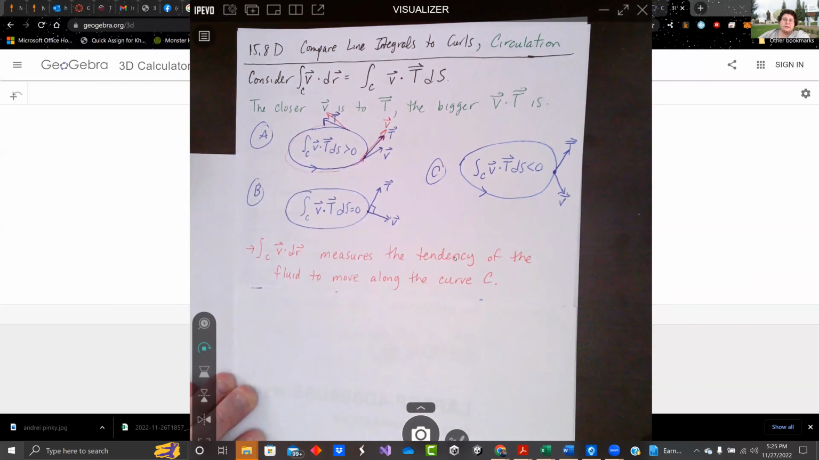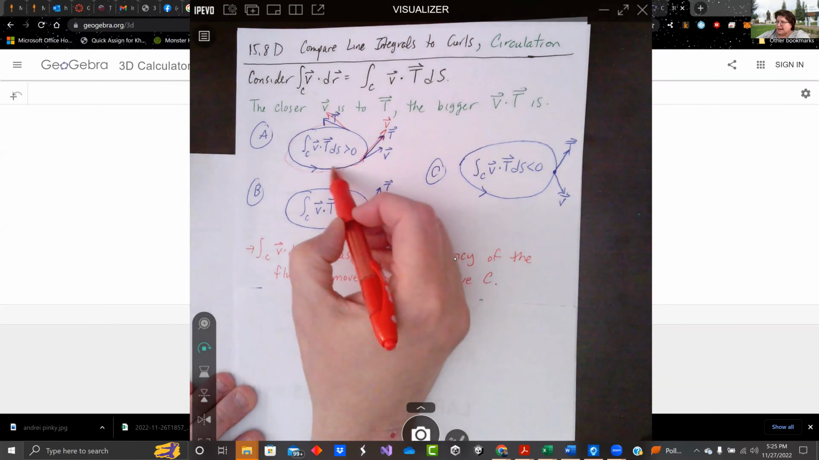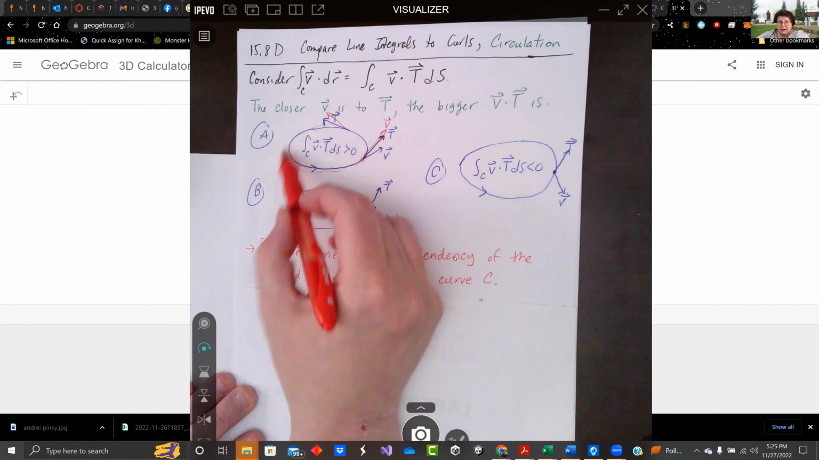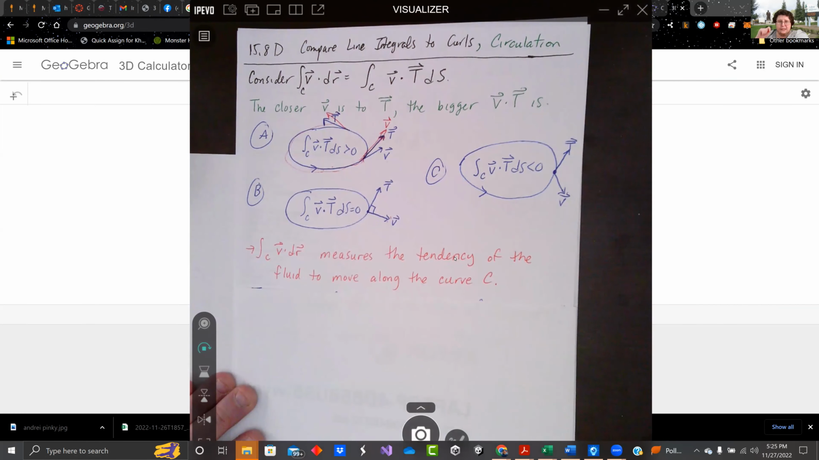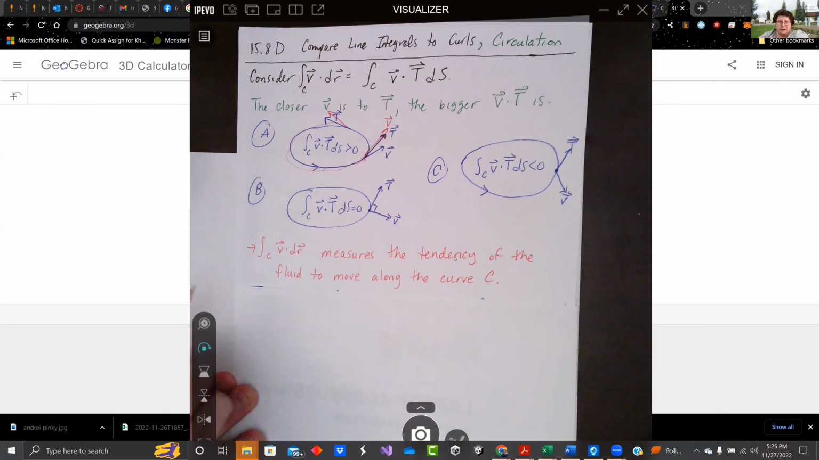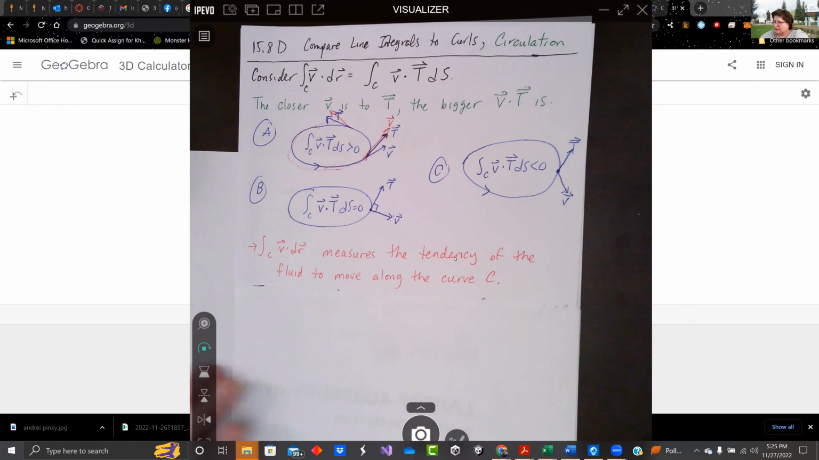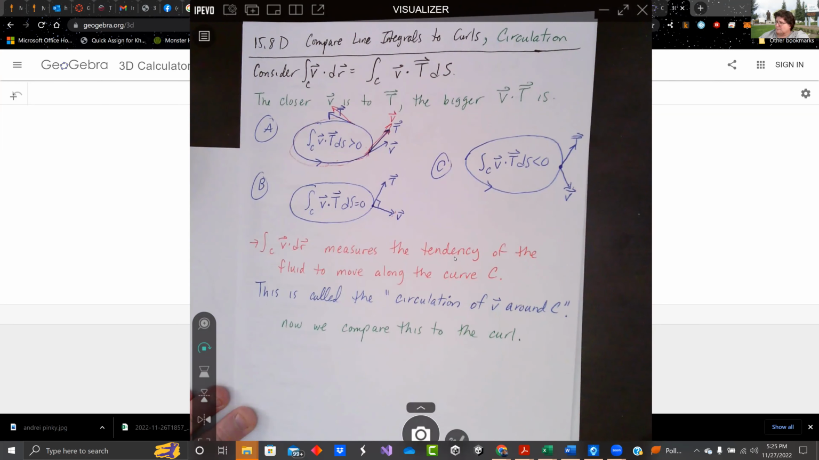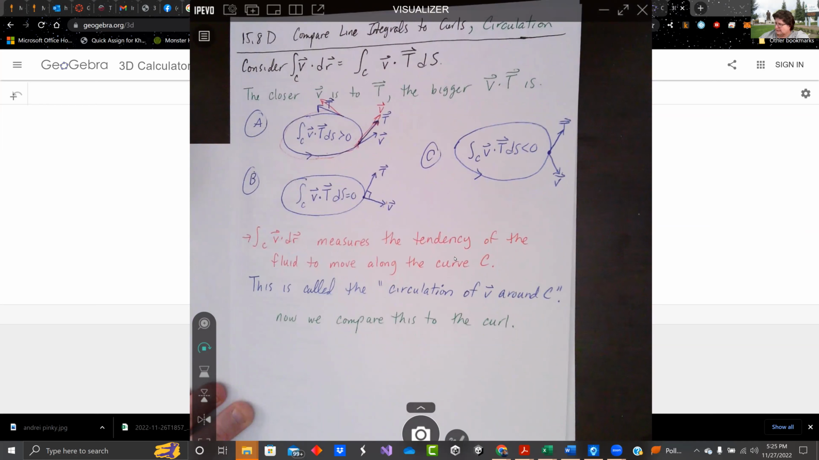V is closely matched up to it, it's showing that the velocity field is matching the curve. The closer the curve is to the velocity field, the more the fluid is going to flow along. It shows how well it's flowing along it. And that's why it's called the circulation of V around the curve C. And so let's compare it to the curl in a second. Just want to make sure you get that.